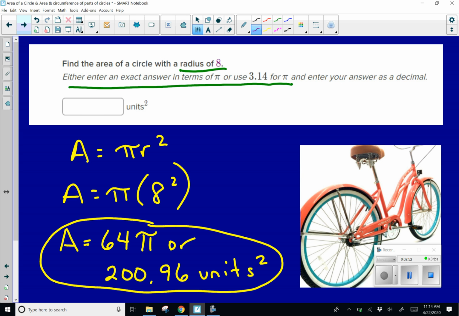Okay, find the area of a circle with a radius of 8. Again, we're just going to use our area formula, which I have. I always start with my formula first. Again, we can either write our answer as an exact answer in terms of pi, or we can use 3.14 for pi. So my radius is 8. 8 squared gives me 64. So in terms of pi, your area would be 64 pi. Or if I multiply 64 times 3.14, I'm going to get 200.96 units squared.